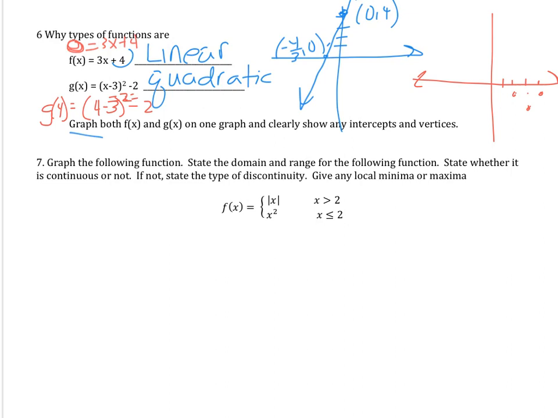And then we could also do g of 5. It's going to be (5 - 3)² - 2. 5 minus 3 is 2. 2 squared is 4. 4 minus 2 is 2. So when I get to 5, I'm up at 2. That means I must be 2 here. And there's your function.